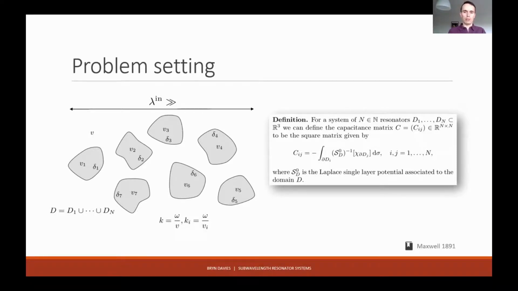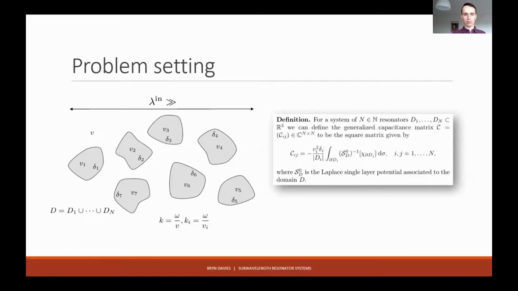In our setting, when we're studying Helmholtz, the fundamental idea is that, of course, Laplace is the low frequency limit of Helmholtz, and it will turn out that actually the object that we are interested in is the following, which we refer to as the generalized capacitance matrix. Generalized in the sense that it's the capacitance coefficients, but with this weighting term in front. And this weighting is able to account for potentially different sizes of the resonators, as well as possibly different material parameters.